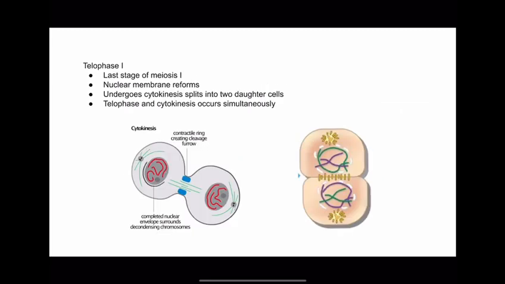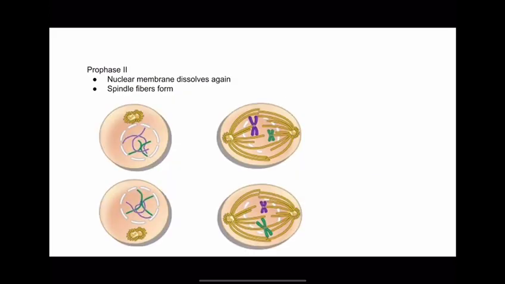And then we have telophase 1 and cytokinesis. Telophase 1 marks the end of meiosis 1, and during this stage, the nuclear membrane reforms around the chromosomes, and then the cell undergoes cytokinesis, which is the splitting of a cell into 2 daughter cells. Now each daughter cell contains only 1 chromosome from each homologous pair. In the beginning of meiosis 2, which is prophase 2, the process is similar to mitosis, and in prophase 2, the nuclear membrane breaks down again and the spindle fibers form.